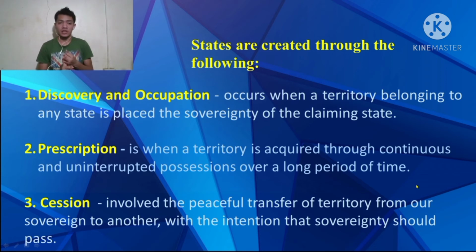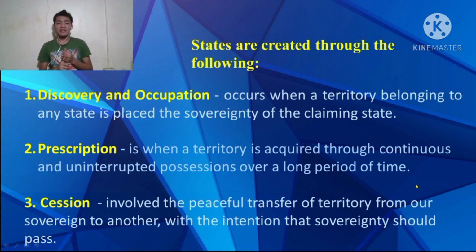Second is prescription. It means that a territory is acquired through continuous and uninterrupted possession over a long period of time. So if particular people or states have been living in a particular area over a long period of time, then they have the power to acquire it as their own. That means by prescription.